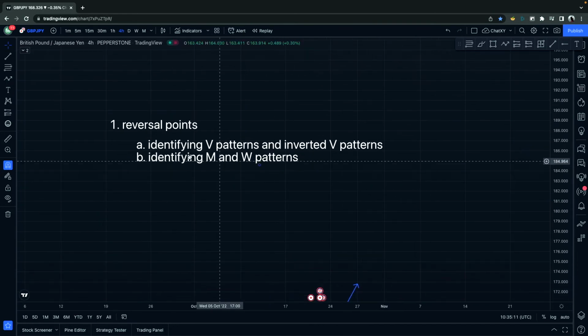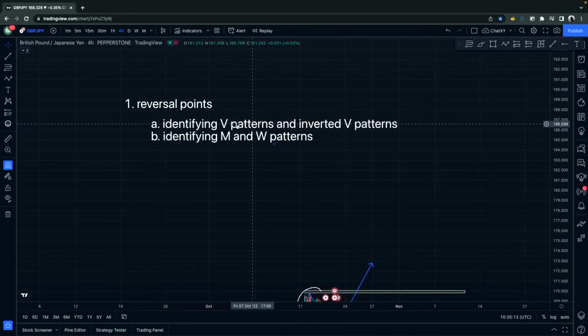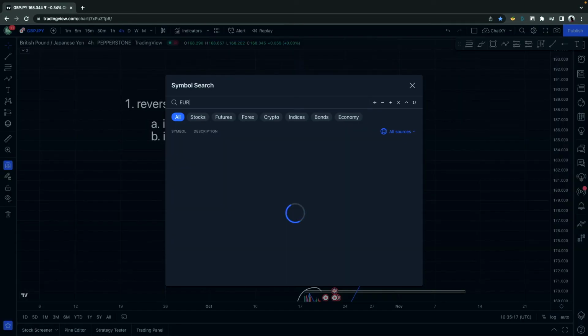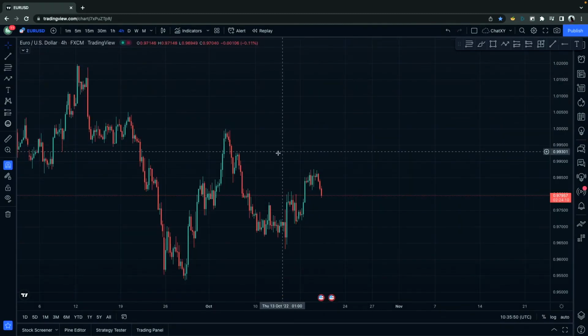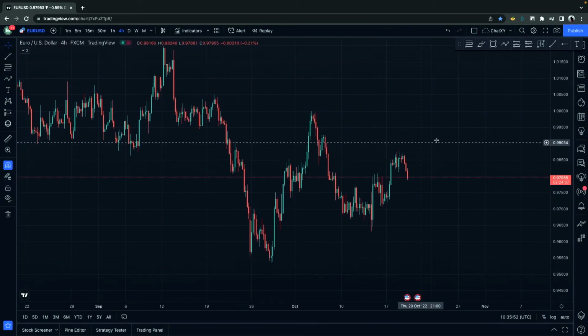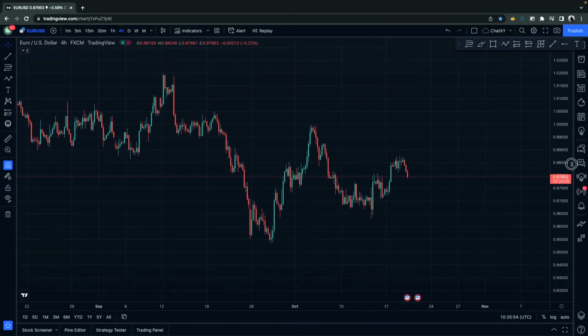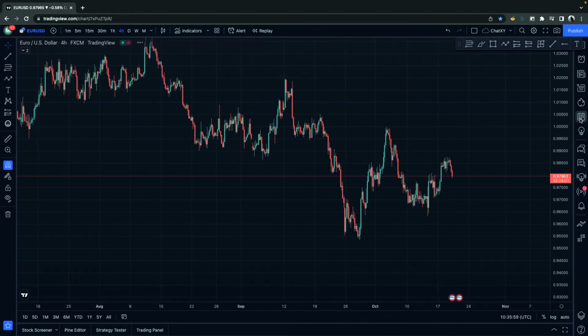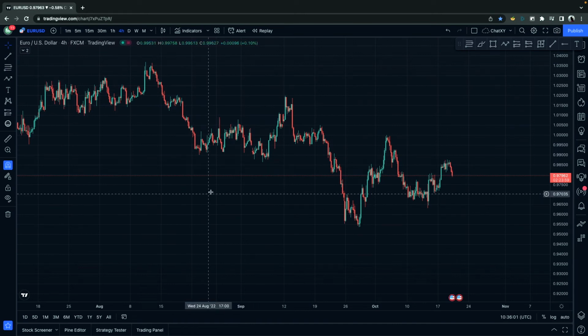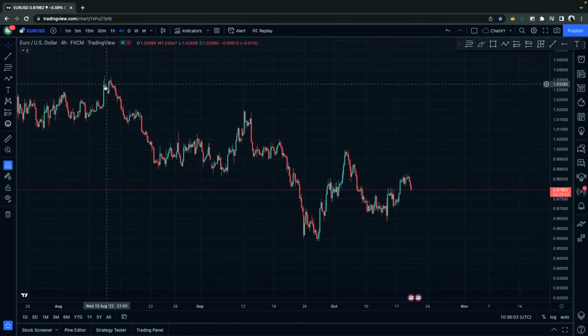And then the next point you have here is identifying M and W patterns. So let me check Euro USD. I think we do have more of that in Euro USD. Okay, here in Euro USD, we can see many M and W patterns from the chart. So let's start from this high here.